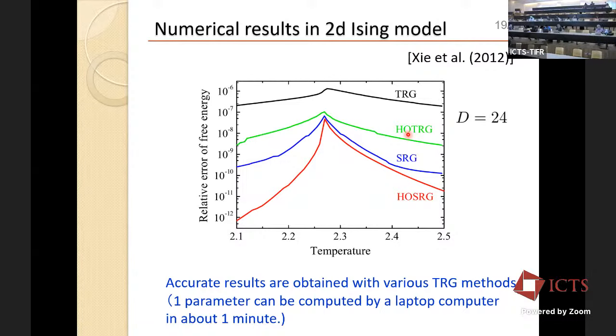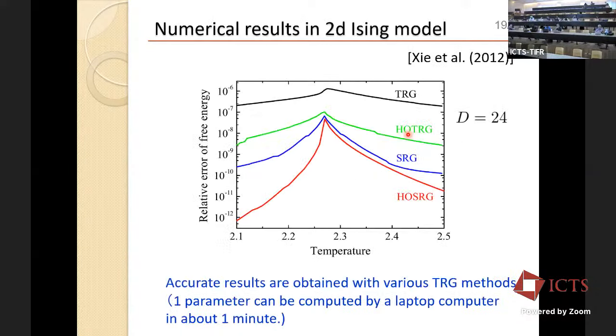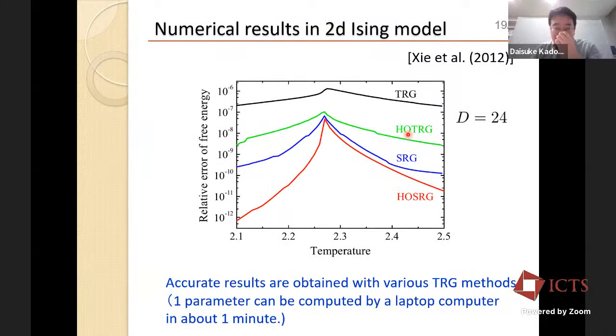Okay, thank you. Can you say what these other methods are, or are you going to describe them later? You have these 3 other methods on the graph. Can you describe what they're doing, or are you going to describe them later? Yes. I will be explaining the HOTRG and SRG methods, but I will not explain the HOSRG method. These 2 methods I will explain how to define later.